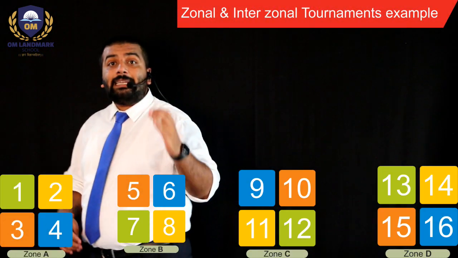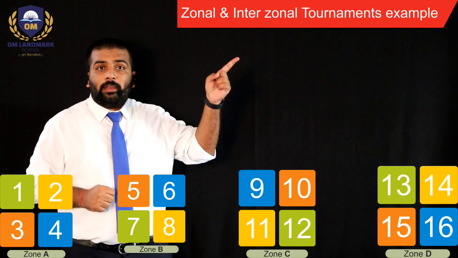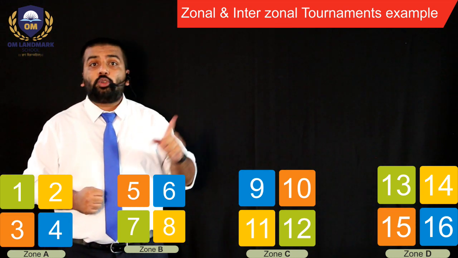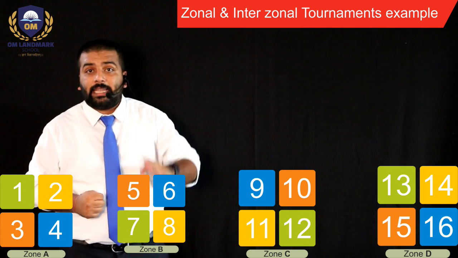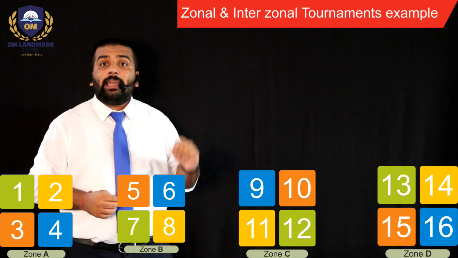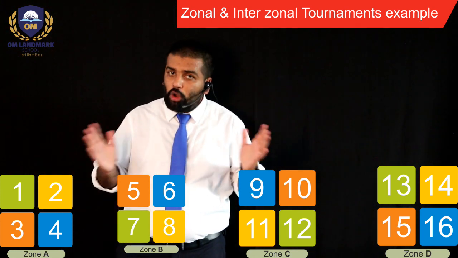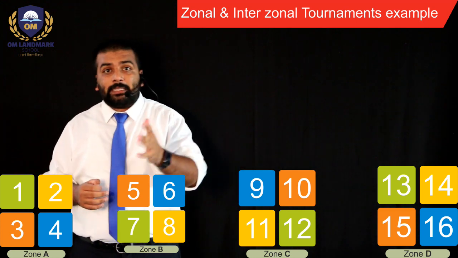Example for zonal and interzonal tournament. There are four zones. Zone A has teams 1, 2, 3, 4. Zone B has 5, 6, 7, 8. Zone C has 9, 10, 11, 12. Zone D has 13, 14, 15, 16. Now they play a knockout tournament in Zone A, B, C and D.